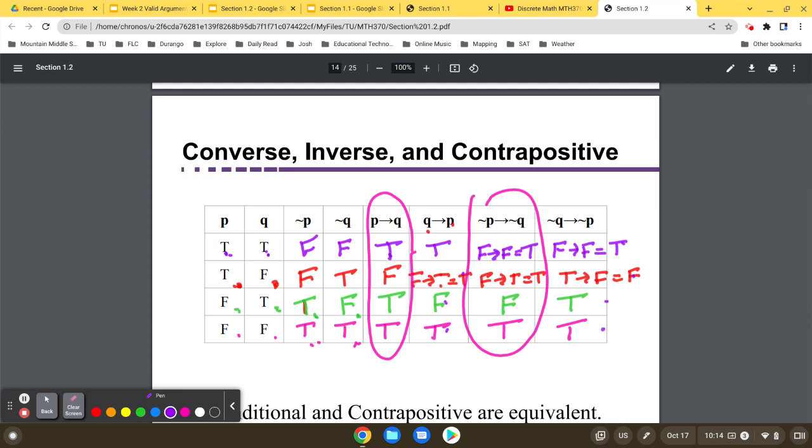My bad. That's the worst part about this: if I have to delete something, I have to clear the whole thing. So I apologize for that mistake. So this is our statement, and our statement is logically equivalent to this one. And that one right there is called our contrapositive.